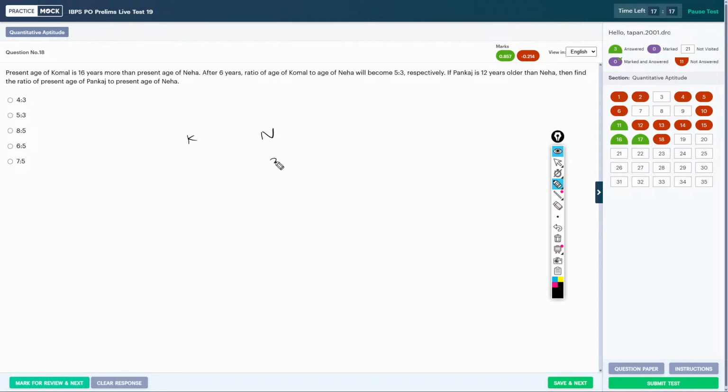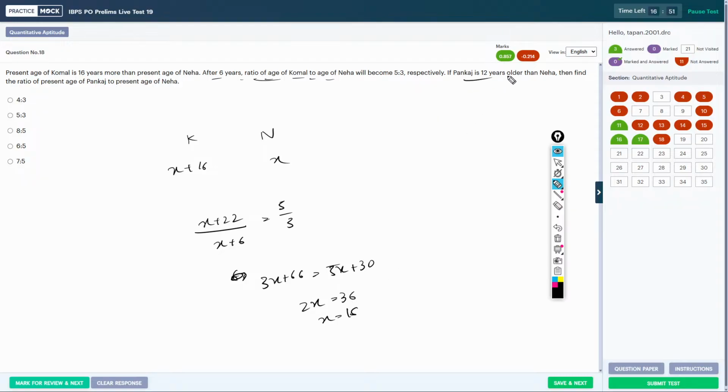Komal, Neha, Neha X, 16 more Komal. After 6 years, the ratio of the age of Komal and Neha, Komal, Neha, 5, 3. So 3x plus 66, 5x plus 30, 2x, 36, x 18. Pankaj is 12 years older than Neha, 30. Then find the present age of Pankaj. So 13 is to 18. So 5 is to 3.